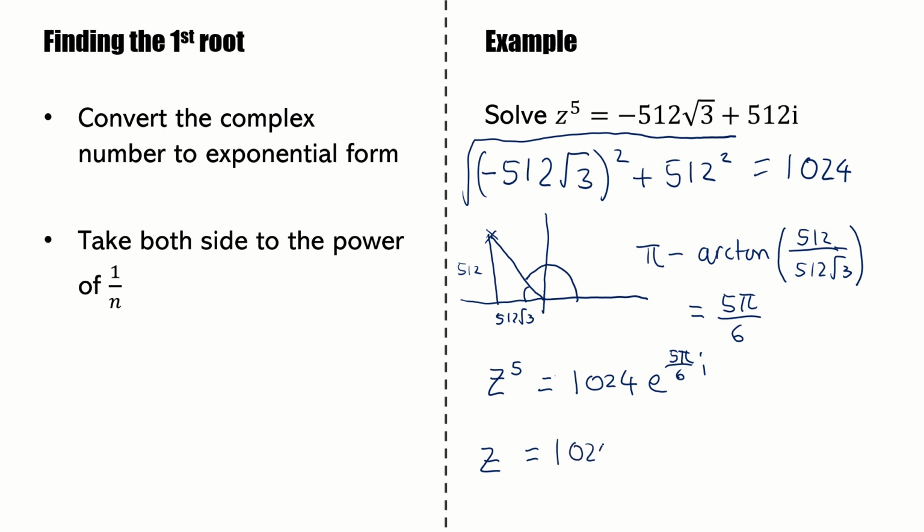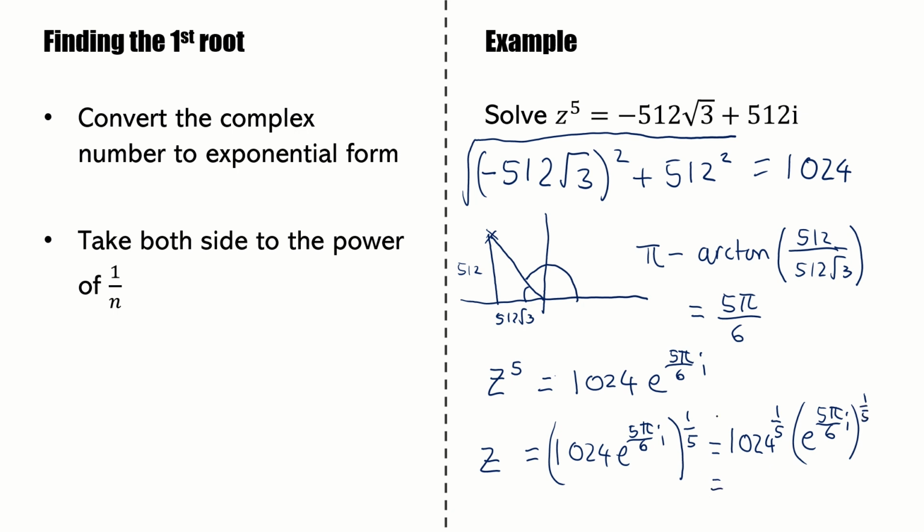We'll find the first solution to this equation already. And then we're going to do 1024 e to the power of 5 pi over 6i, all to the power of 1/5. And it's at this point you probably start to see why I like to write the complex number in exponential form. It's because at this stage, it just means you're applying index laws to find that first root. Because we can, by index laws, apply the power of 1/5 to the individual factors here. The 1024 can be taken to the power of 1/5, and then the e to the power of 5 pi over 6i can also be taken to the power of 1/5 as well, individually.